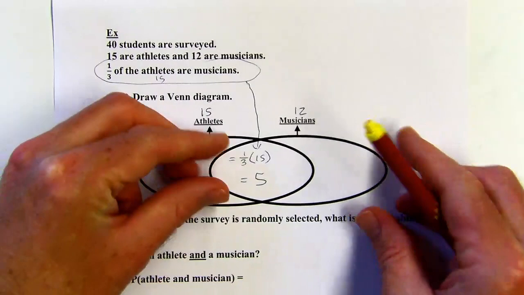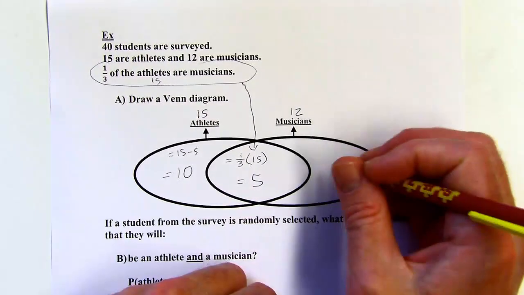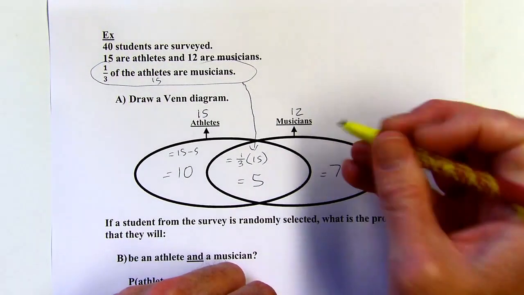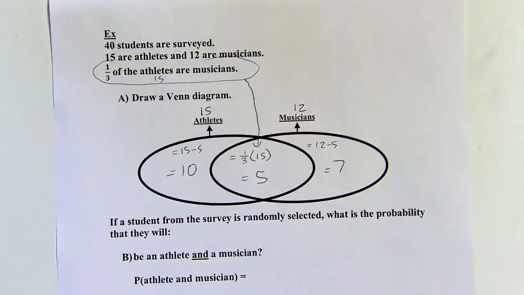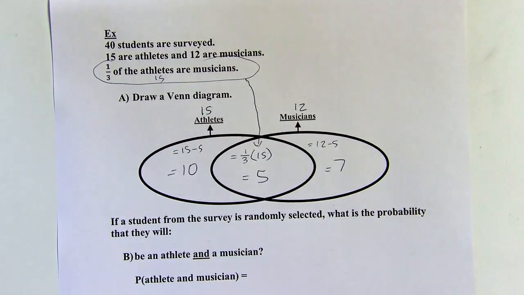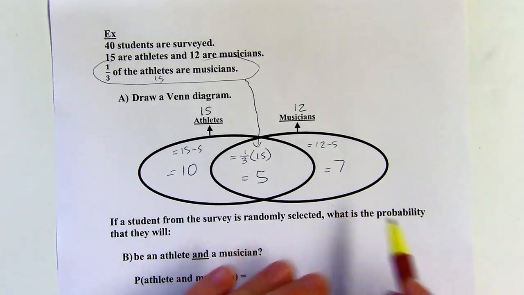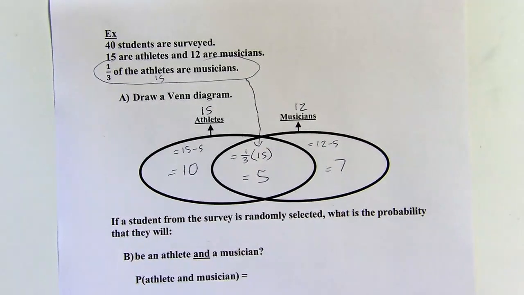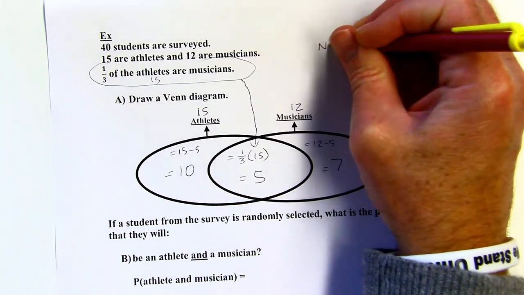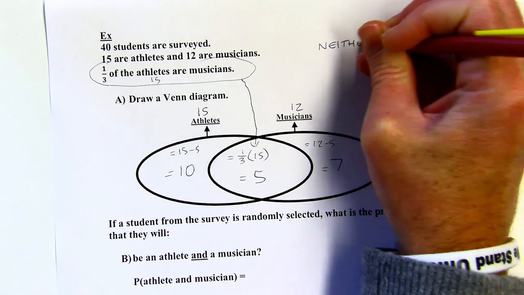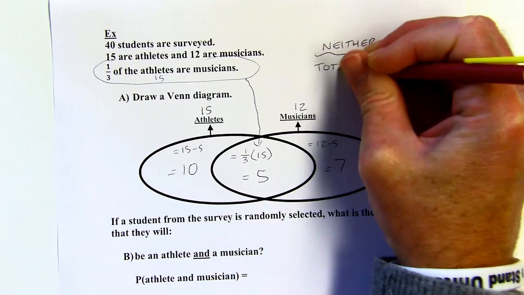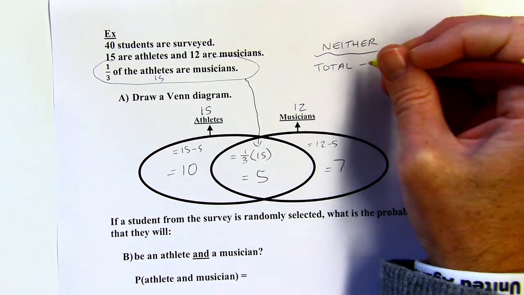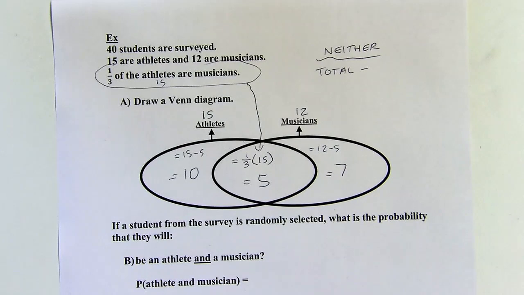And I can do the same thing over here. 5 plus something equals 12. So this is going to be 7. All right, or you could take the total minus 5. Okay, so I've got those groups now. Now let's figure out how many people are outside of these two groups from the 40 surveyed students. So if I'm looking at the neither group, I want to take the total and then subtract out my athletes and musicians.